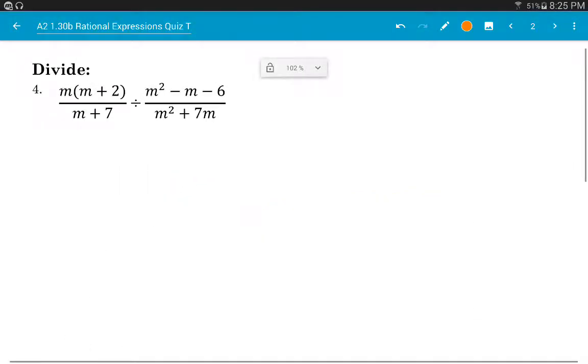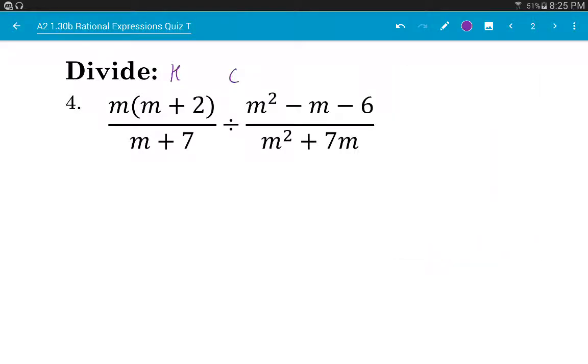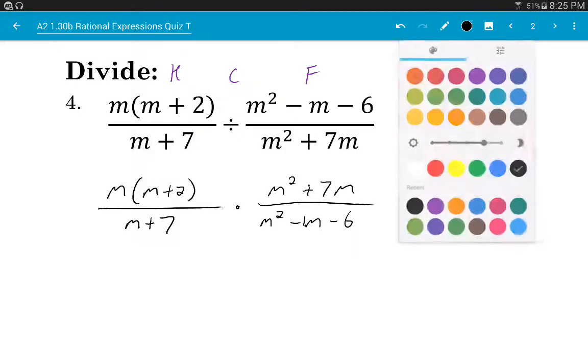Question 4. Question 4 is division. With division, I have to change to multiplication and flip the second fraction. So let's keep, change, flip. First, I'm not changing anything yet: m plus 2 over m plus 7. Change to multiplication, flip this: m squared plus 7m over m squared minus m minus 6.